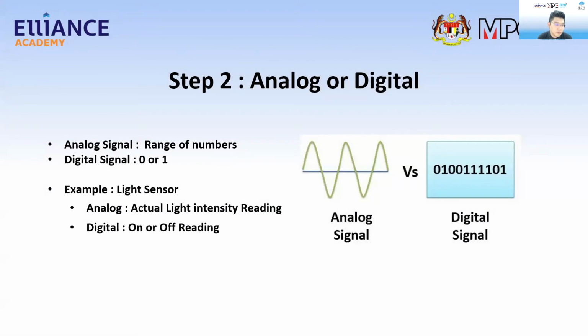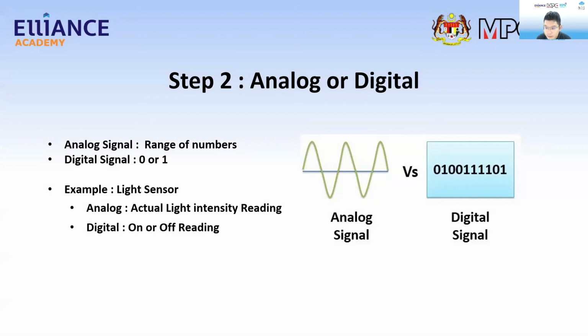All right. So step 2 is analog or digital. Analog and digital means that analog will give a series of readings.